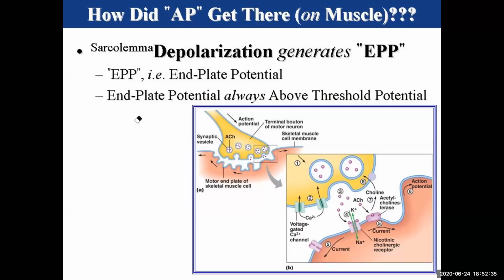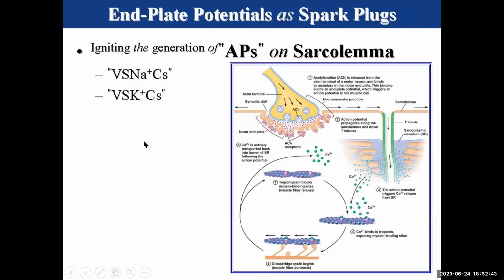And that was a critical thinking question from exam 2. So end plate potential is acting like a spark plug, if you will, to induce the muscle to generate its own action potential. So we have, it's the same concept, nothing is new, igniting the generation of APs on sarcolemma, because the sarcolemma has its own voltage sensitive sodium channels, voltage sensitive potassium channels, right?